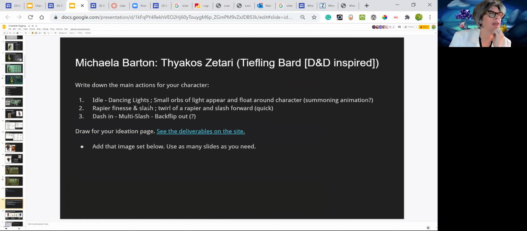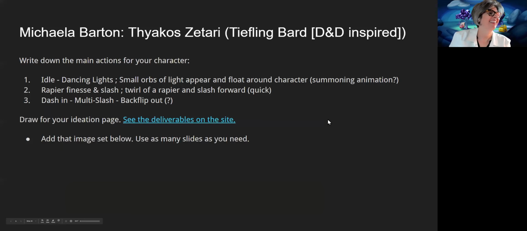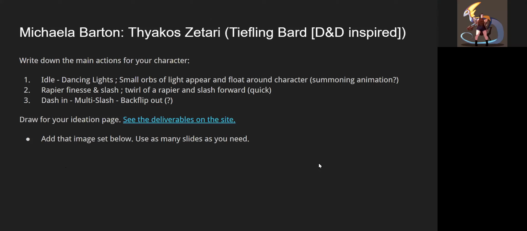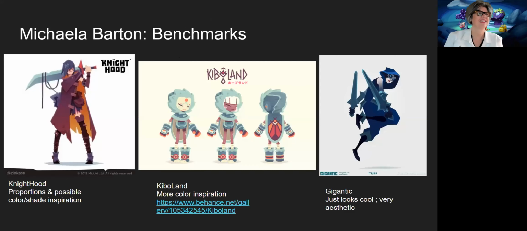Okay, so Michaela, you're up. Yeah. So I'm hitting present here. So you've got the rapier and the dash in. How do you pronounce your character's name? Diakos Satari. It's a tiefling bard.